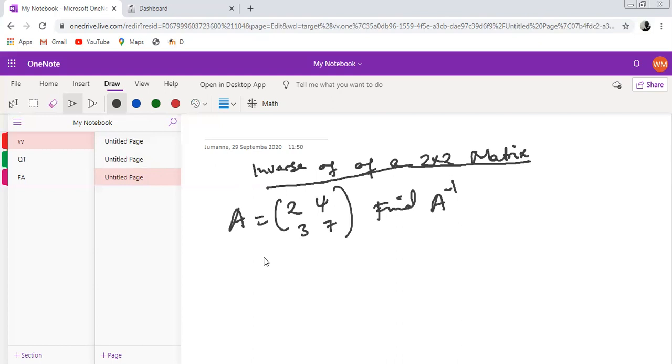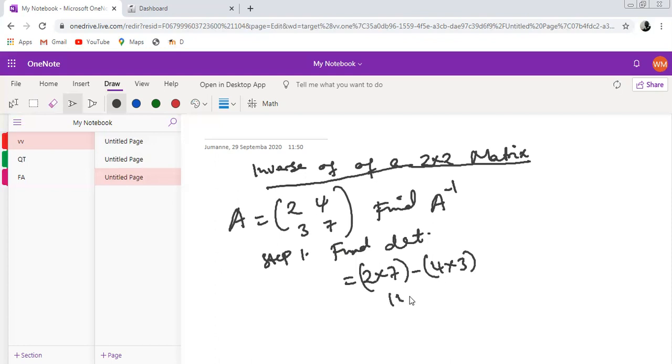In this case, step 1: find the determinant. The determinant will be the product of the main diagonal, which is 2 times 7, minus the product of the secondary diagonal, which is 4 times 3. In this case, it's going to be 14 minus 12, which is 2. That is the determinant. Then, after getting the determinant, you now get the inverse. This is now step 2.